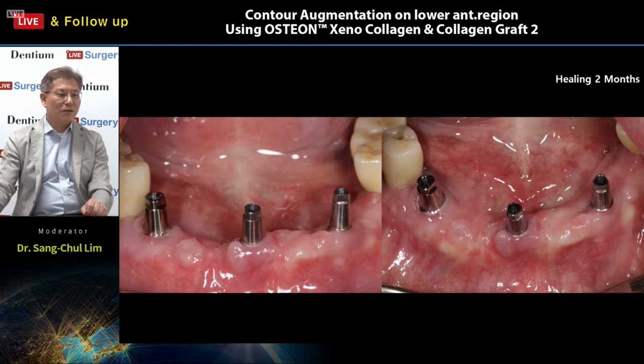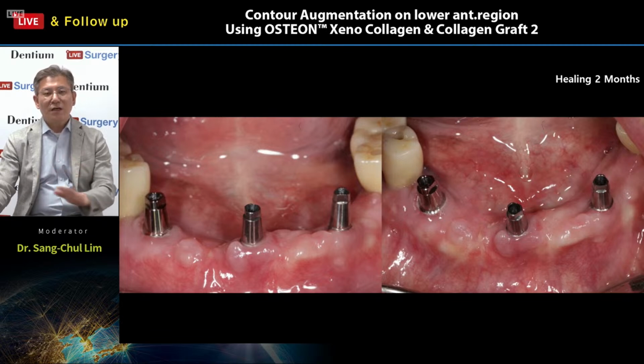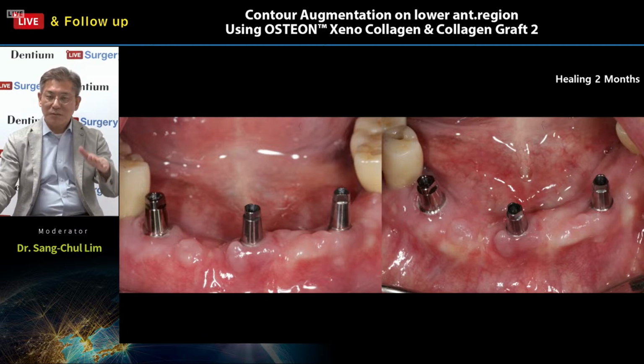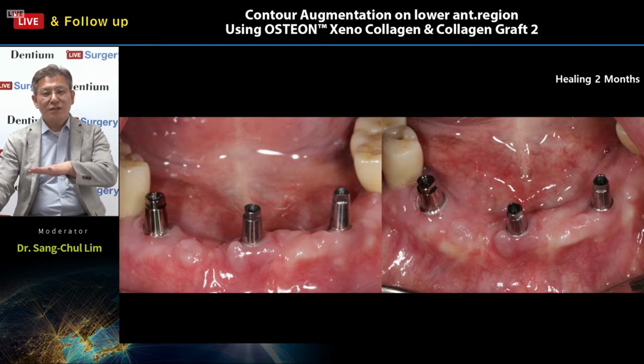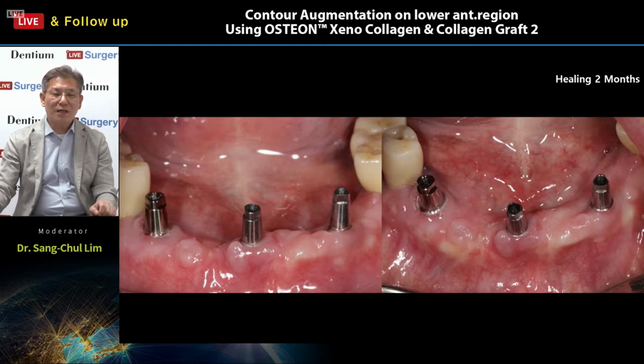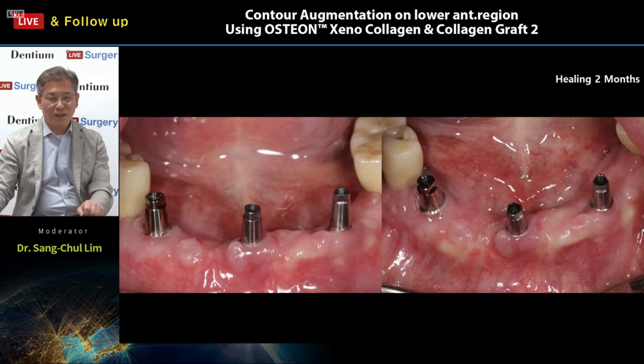Okay, 2 months later, for the final restoration, intraoral scanning or bite-to-tray procedures are also applied for this situation. Bite-to-tray procedure or intraoral scanning, both are available for the final restoration procedure. After that, the final restoration will be applied on this lower anterior narrow ridge area.